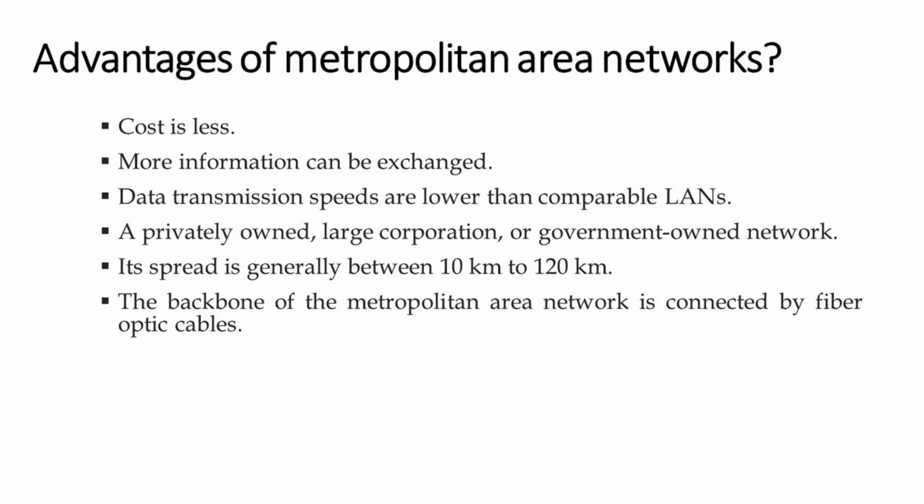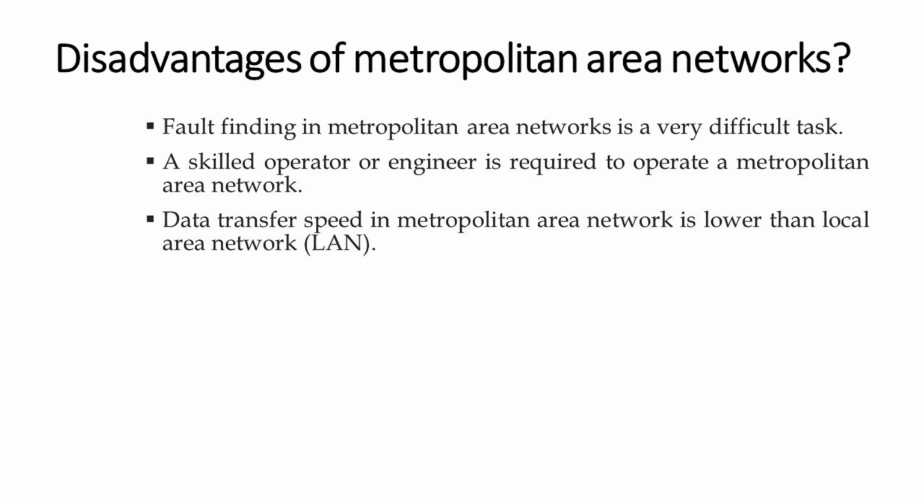Metropolitan Area Network advantages. 1. Cost is less. 2. More information can be exchanged. 3. A privately owned, large corporation, or government-owned network. 4. Its spread is generally between 10 kilometers to 120 kilometers. 5. The backbone of the metropolitan area network is connected by fiber optic cables. 6. Data transmission speeds are lower than comparable LANs.